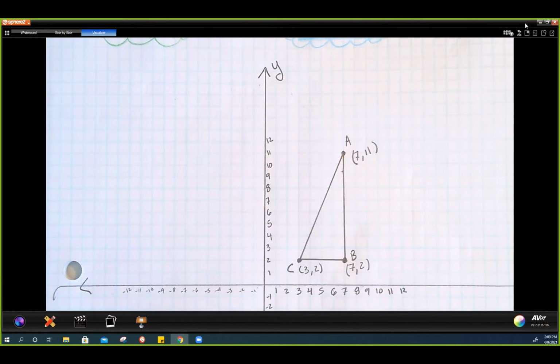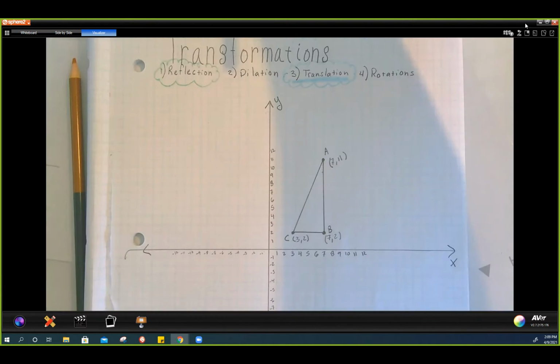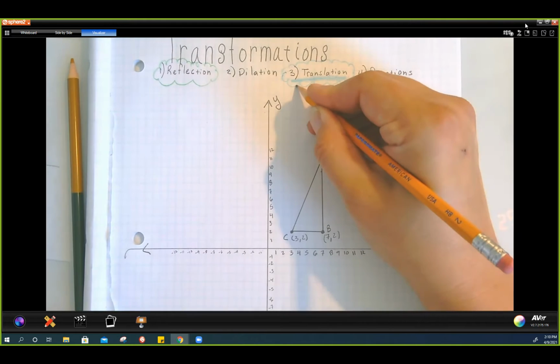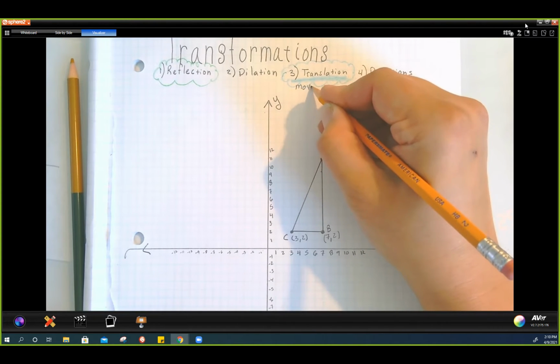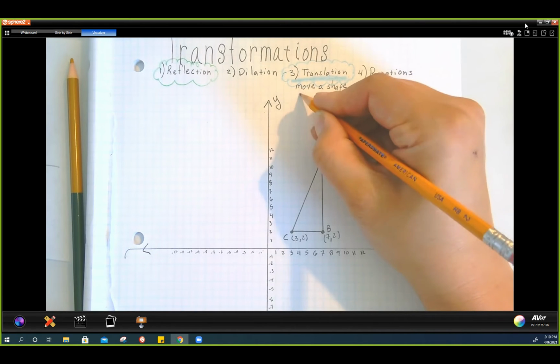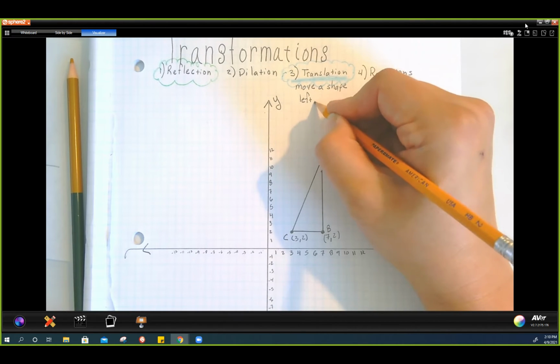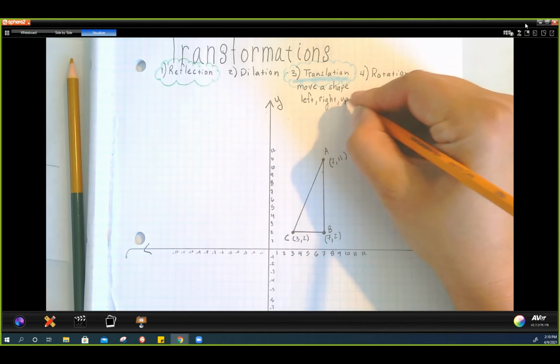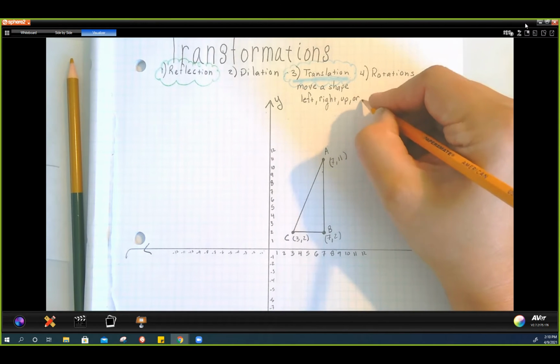So a translation is when we take a shape and we don't rotate it, we don't move it other than up, down, left, and right. So for a translation, it is to move a shape left, right, up, or down.